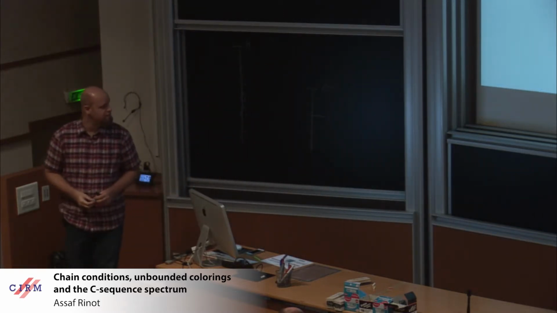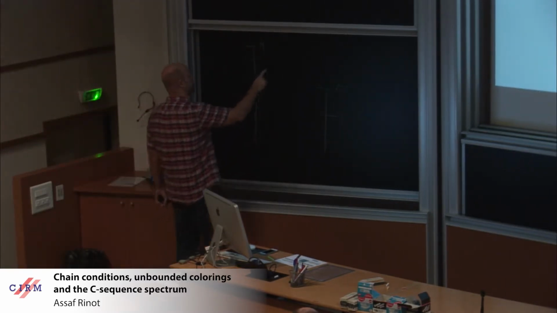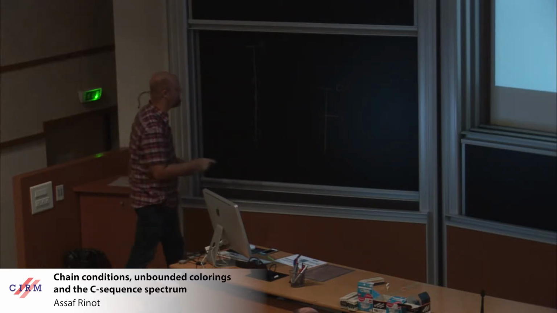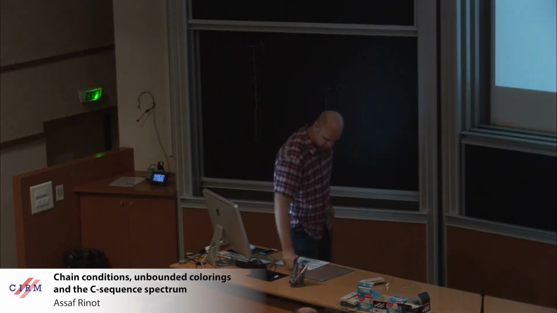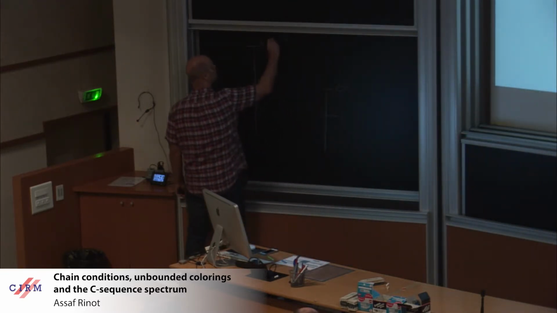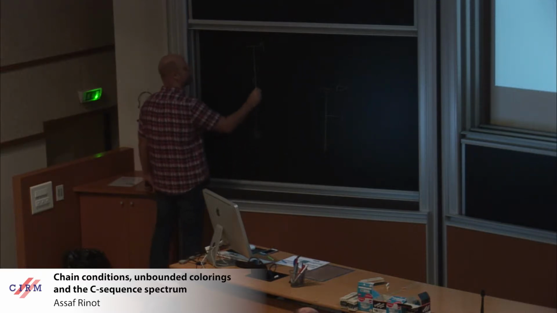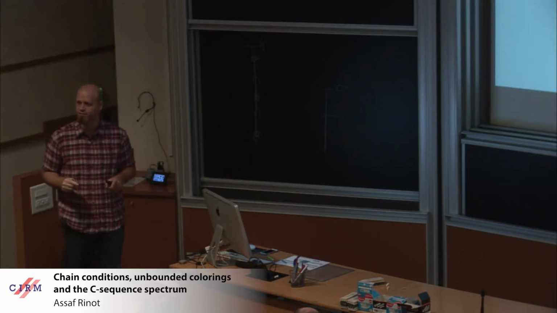And the requirement is as follows. I require that whenever I'm in such a situation, you gave me a family A of kappa many pairwise disjoint finite sets, and you gave me a color I, I can find a subfamily B. So I'm taking this one, and so on. So a subfamily, but again of size kappa.